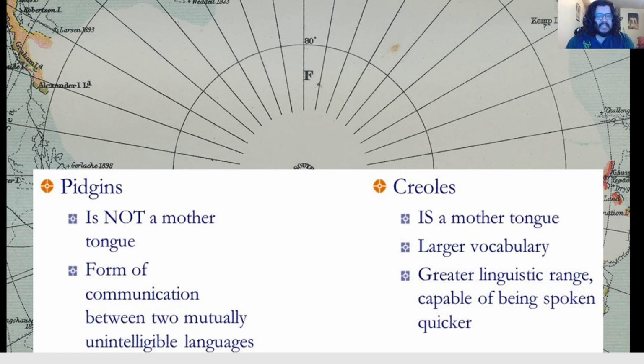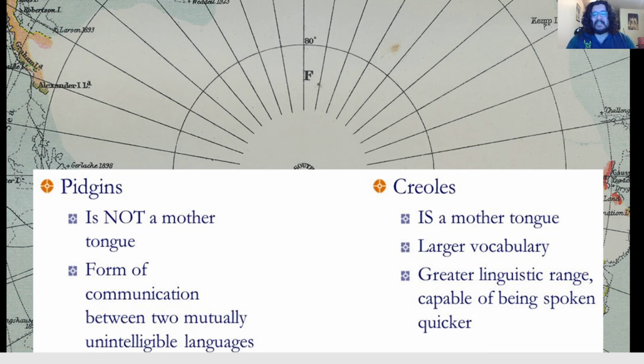Now, a Pidgin is not a mother language. It's not going to be a native language, so there are no native speakers of a Pidgin. A Pidgin arises when you have two speakers who can't speak a similar language, and they're still forced to interact with each other. So they're still going to try to talk with each other, but they don't have a single common language that they can tie to. So you kind of get this mumbo jumbo that comes on.